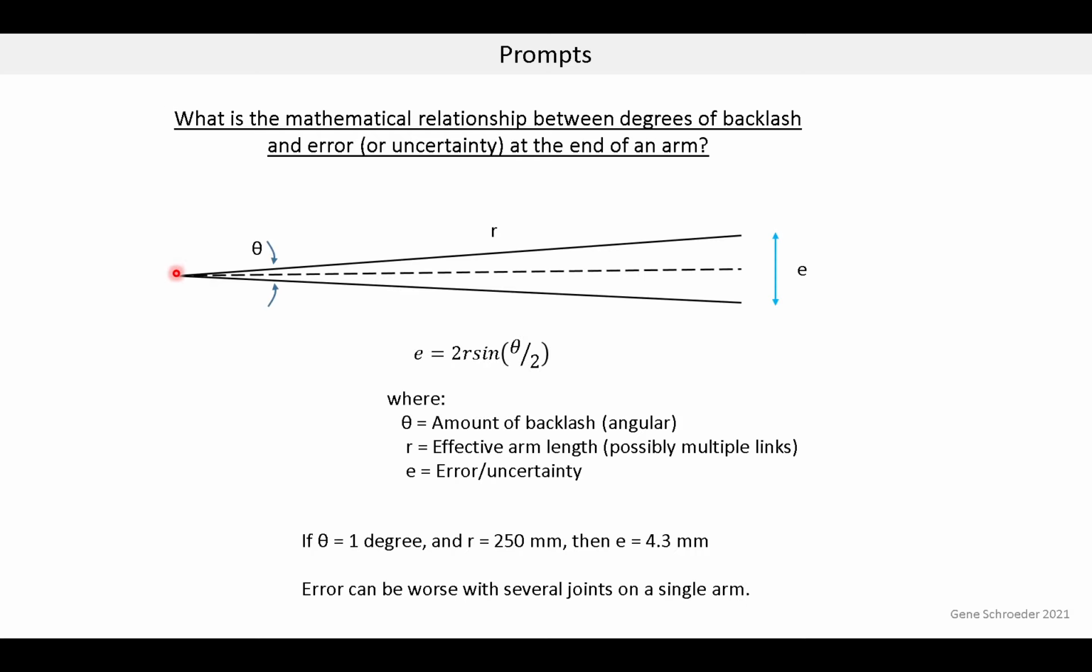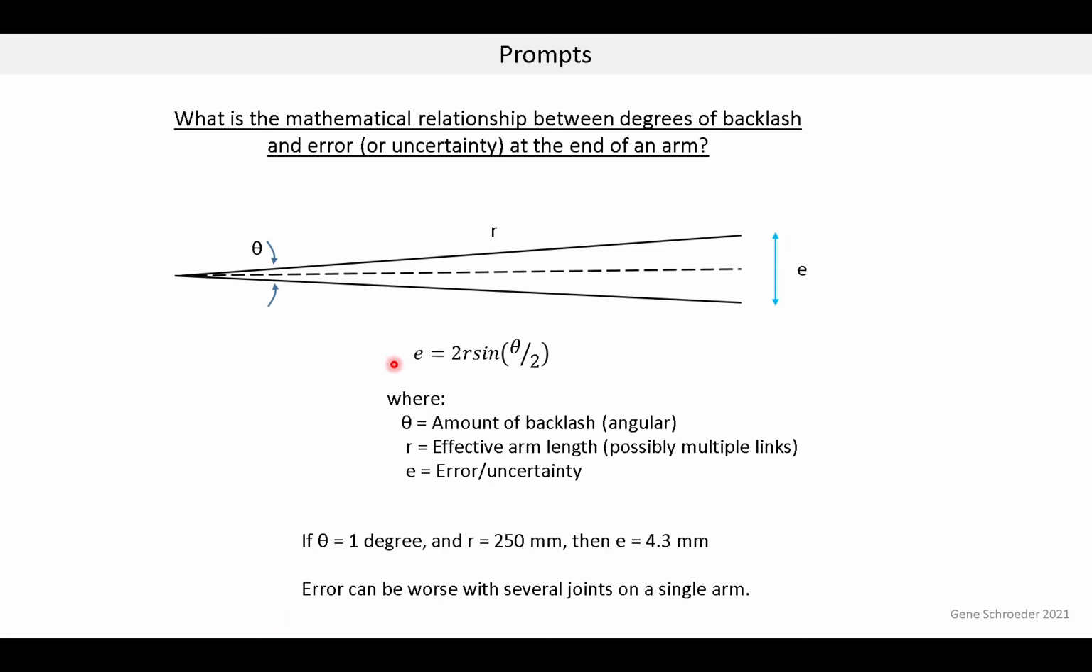What is the mathematical relationship between degrees of backlash and error or uncertainty at the end of the arm? And this requires some simple trigonometry. So here is the model I have. I think this is correct. And over on the left, that would be the axis of the motor or the joint. Theta is how much backlash there is, and so that means this arm can go sort of back and forth this much. And these two lines represent the range of the position of the arm. And then out at the end of the arm, this is the amount of uncertainty.